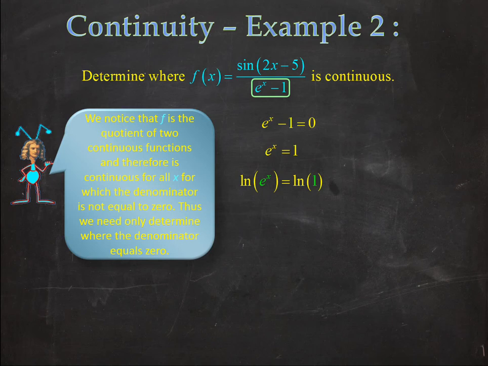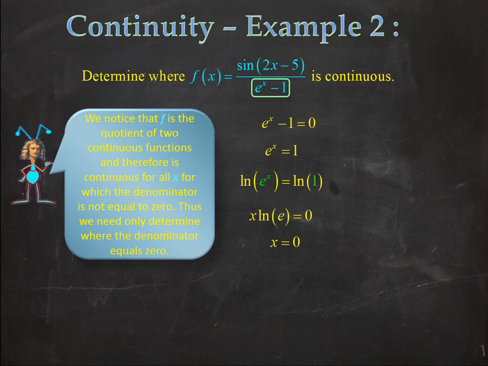Now on the left side, I can use my properties of logarithms to bring the x right in front of the natural logarithm. And the natural logarithm of 1, of course, is 0. So this gives me x times the natural logarithm of e. And the natural logarithm and e are inverses of each other, so that's just equal to 1. So I get x times 1, which is x. And therefore x equals 0. So this is the only location where my graph has a discontinuity.